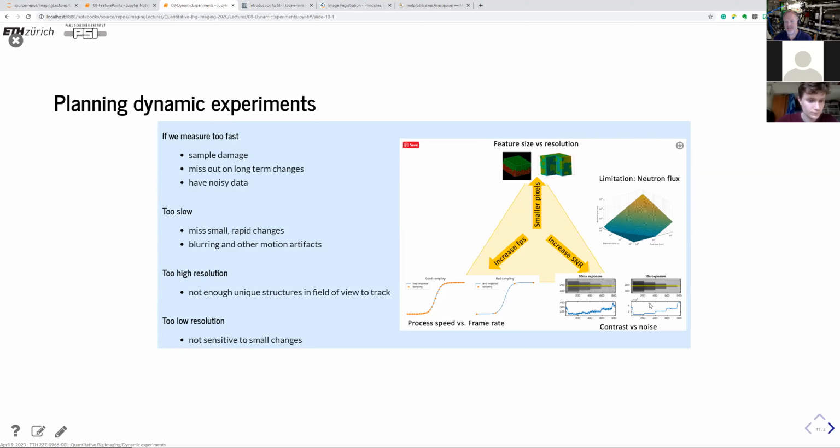The other one is the signal to noise ratio. You also want to push that, but all these together pull in some way around. You have a limited number of neutrons or photons in the experiment, and you have to make a budget of how to work with those.